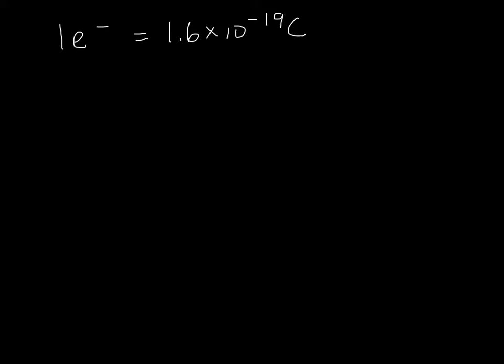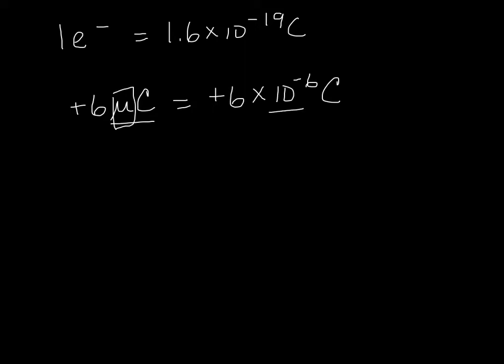So if we have a charge of positive 6 microcoulombs, the first thing we need to do is change our microcoulombs to coulombs. So that means that we have positive 6 times 10 to the minus 6 coulombs, because the prefix micro means 10 to the minus 6. Okay, so it's a dimensional analysis problem. 6 times 10 to the minus 6.